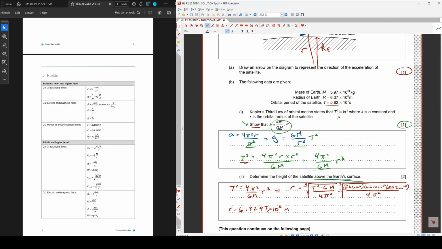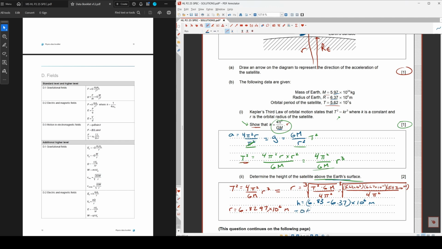So let's just subtract now. Height is going to be that one. Everything's 3 sig figs. So let's do it like this: 6.83 minus 6.37, they're both times 10 to the 6. So I can do this to be a little math lazy. And 6.83 minus 6.37 is 0.46.